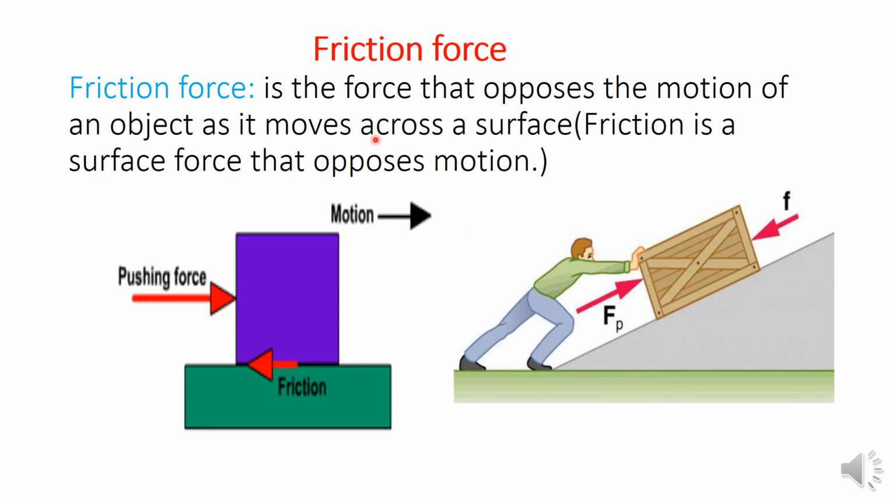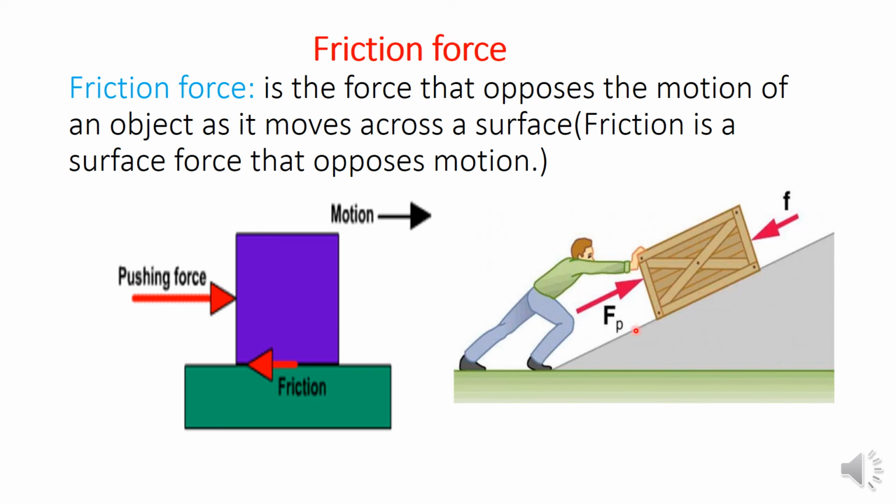Remember that in a friction force, the two surfaces are placed closer together. The surface of the blue block and the surface of the green block are close together, compact, in contact.